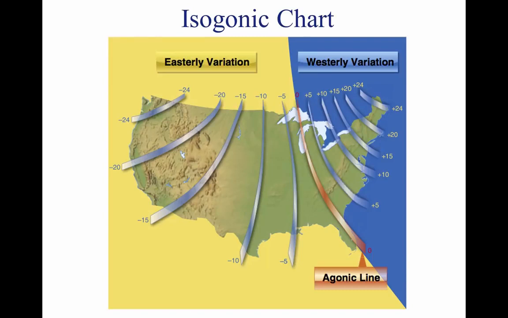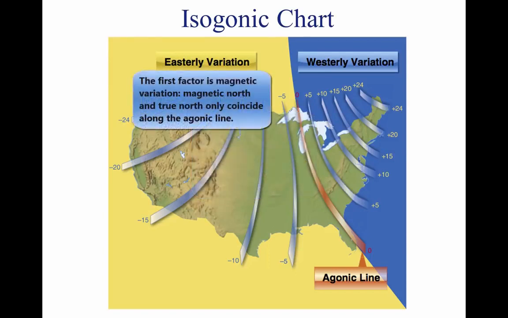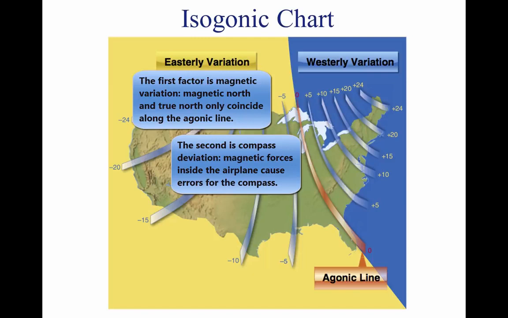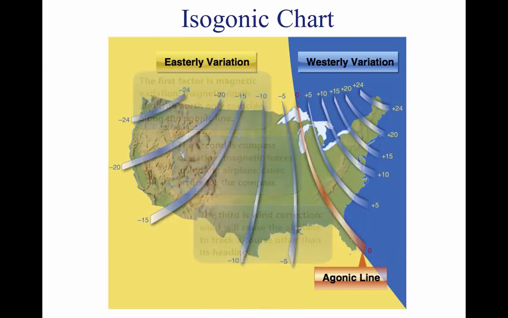measured from true north. However, flying this course off the magnetic compass would not provide an accurate course between the 2 points, due to 3 elements that must be considered. The first is magnetic variation, the second is compass deviation, and the third is wind correction. All 3 must be considered for accurate navigation.